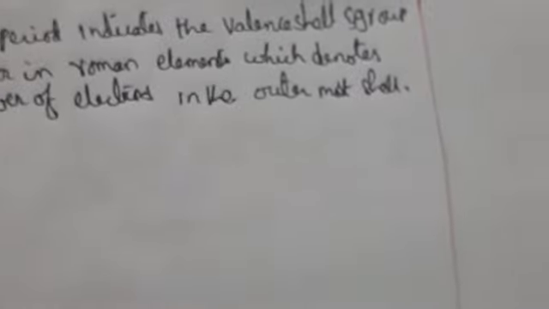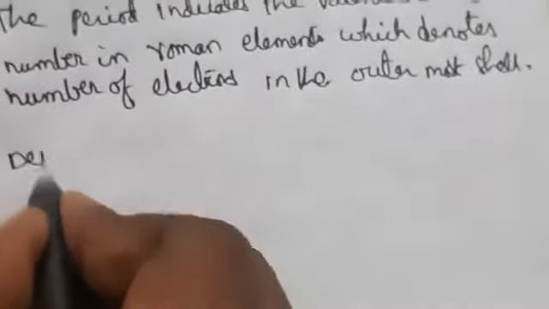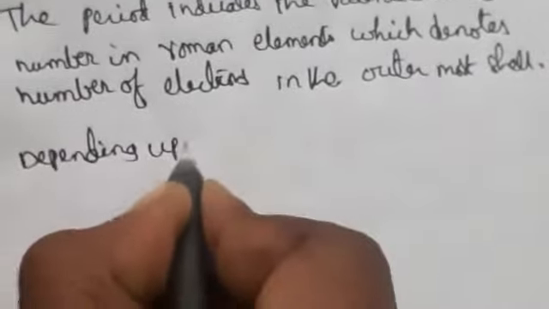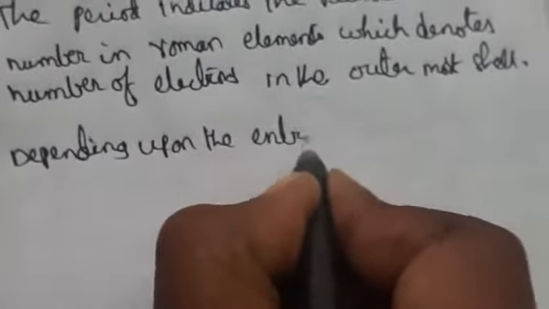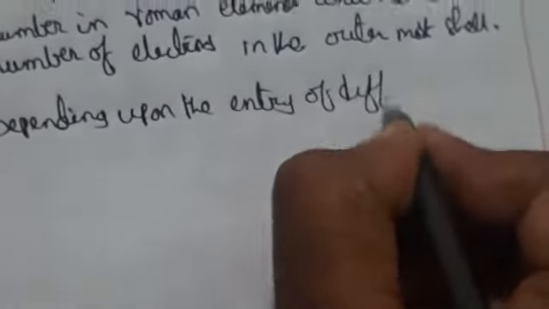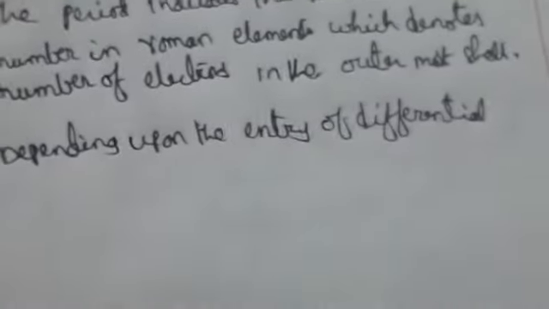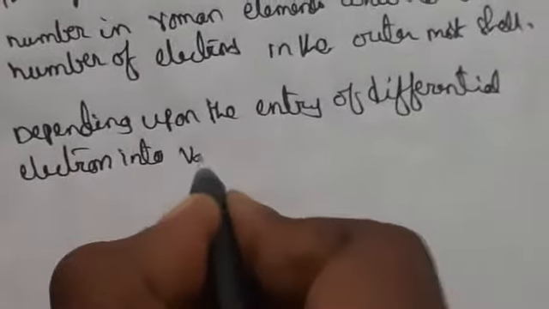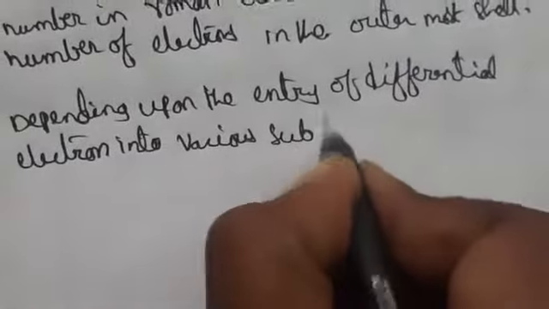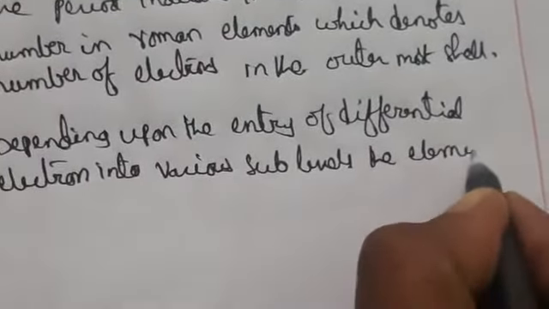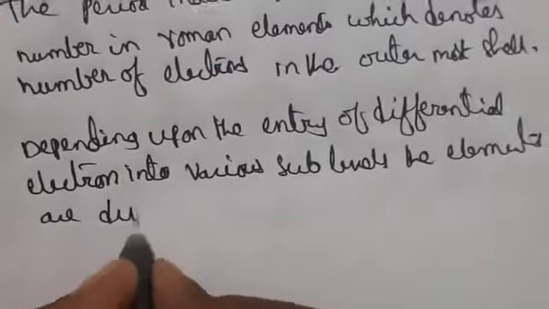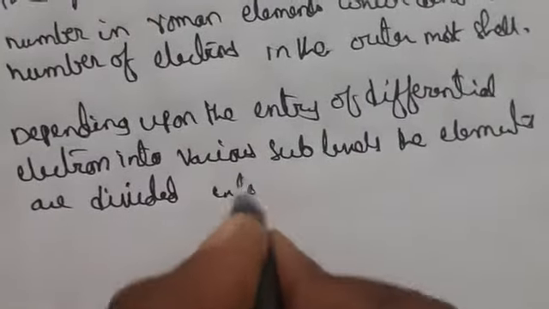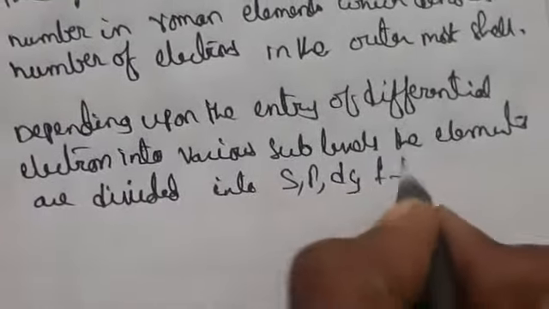Elements, depending upon the entry of the differentiating electron into various sublevels, are divided into S, P, D and F blocks.